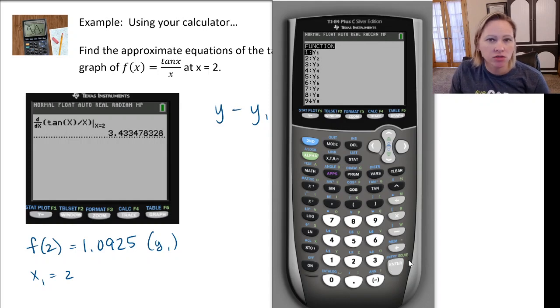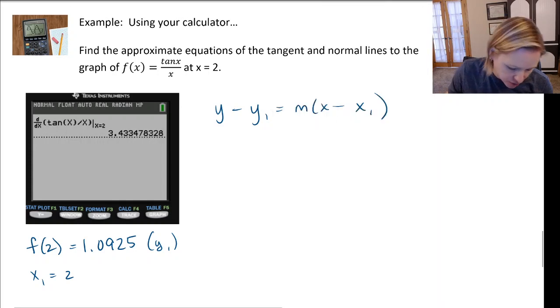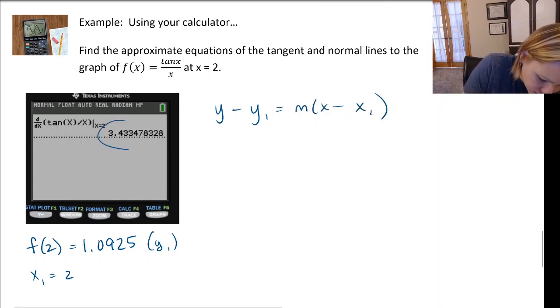Well, there's your y1 screen. So you can choose that to pop in there, and then when x equals 2, if you hit enter, it'll evaluate that number using whatever equation is in y1. So now that we have gotten all of our information, this is my slope. Here's what it's going to look like.